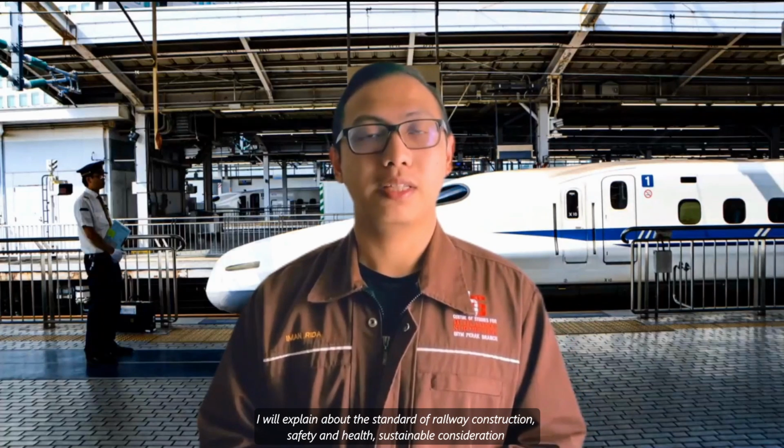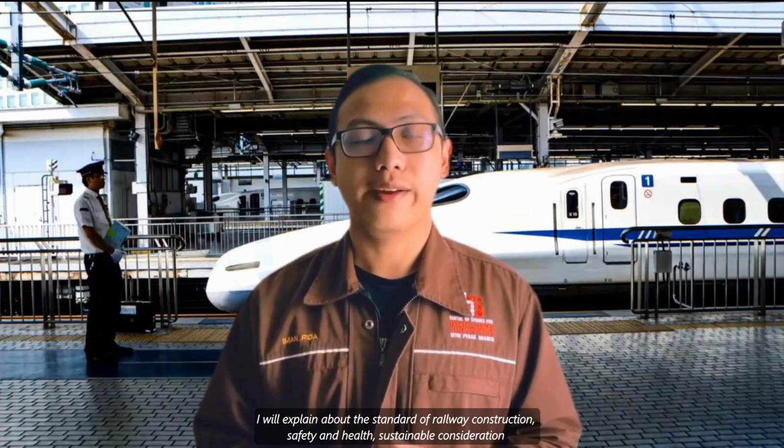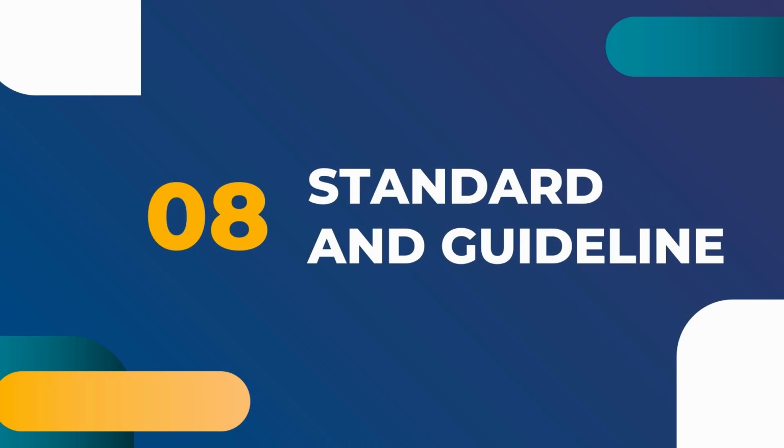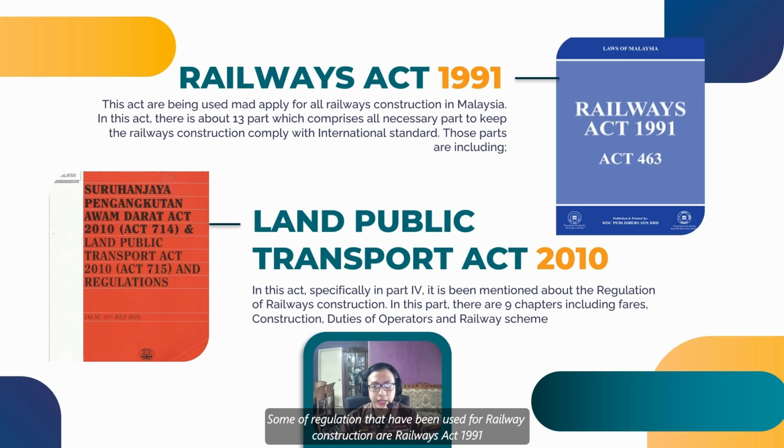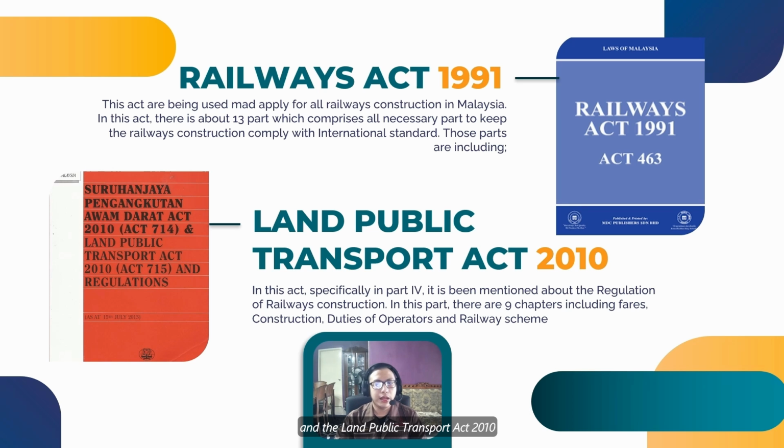Assalamualaikum. My name is Muhamad and Osman. I will explain about the standards of railway construction, safety and health, sustainable conservation, and the case study that I have selected. Some of the regulations that have been used for the railway construction are the Railways Act 1991 and the Land Public Transport Act 2010.